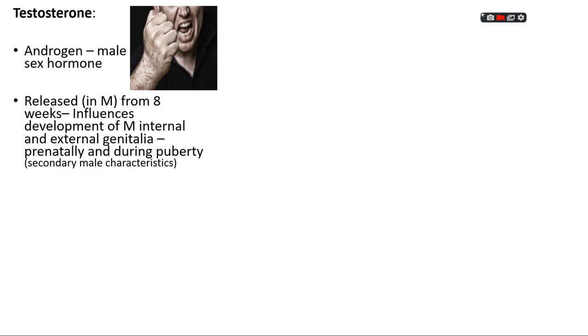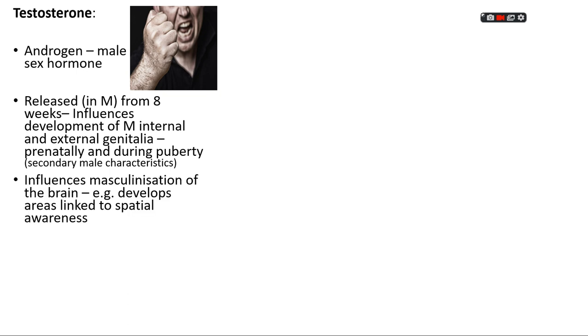But obviously those influences of testosterone don't just occur prenatally, they also occur postnatally. So during the child's early development and again through puberty, it has an impact on the development of the male characteristics. Importantly, however, testosterone doesn't just affect the physical genitalia areas, it also has an impact on the development of the brain. So testosterone can influence the masculinization of the brain. Certain areas develop more and other areas develop less. So, for example, testosterone helps to develop areas linked to spatial awareness and spatial development.